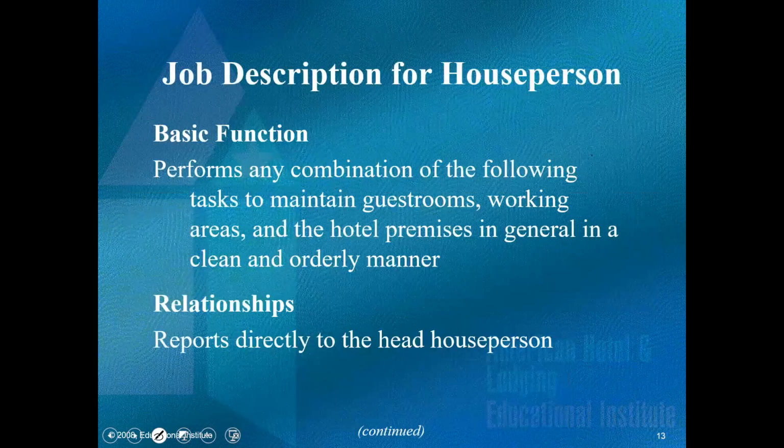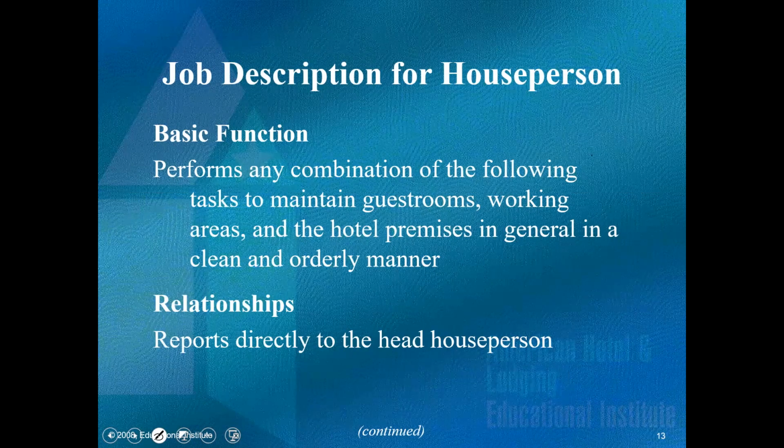All right, for the house person, if the room attendant cleans the rooms, the house person's in charge of all the public spaces. So the corridors, the pools, the workout facility, the lobby, the exterior of the hotel. So as a house person at the La Quinta, every morning I would go out with my little dustpan and my broom and I'm picking up trash in the parking lot.